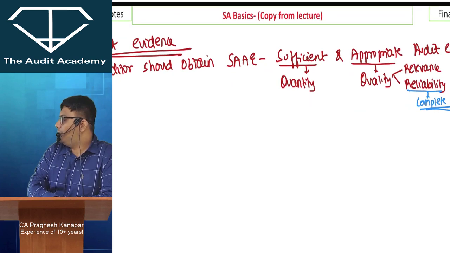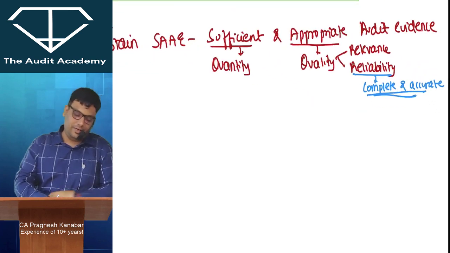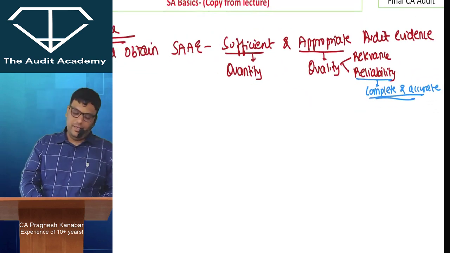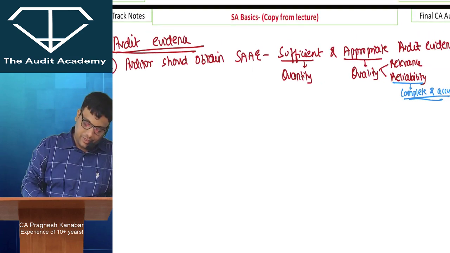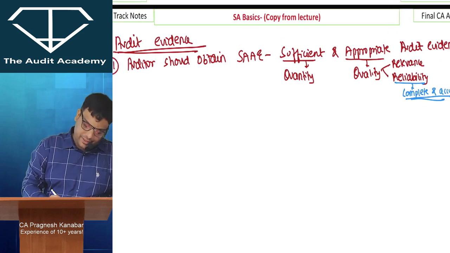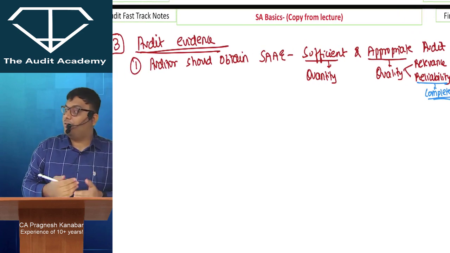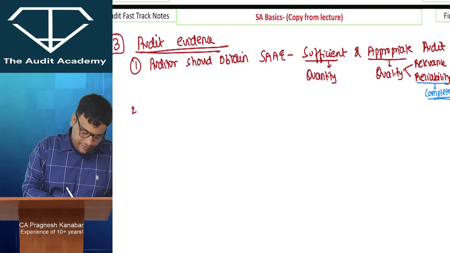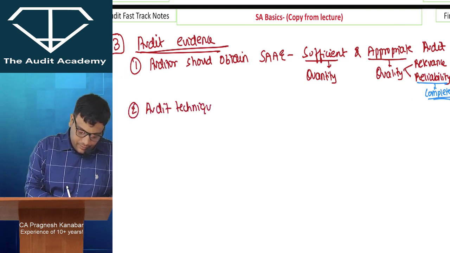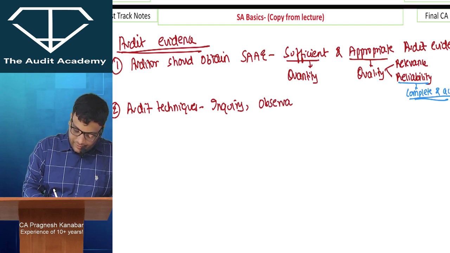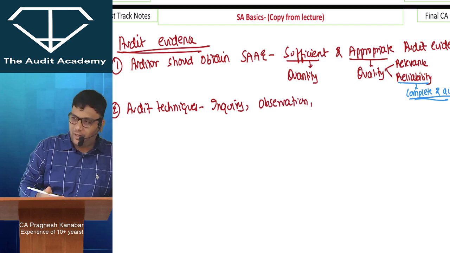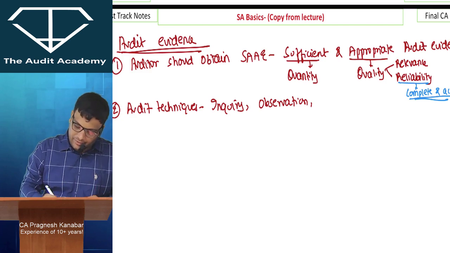So, auditor should obtain sufficient and appropriate audit evidence. Sufficiency means quantity, appropriateness means quality, relevance and reliability, complete and accurate. Now, when auditor is obtaining sufficient and appropriate audit evidence, obviously he has to perform audit procedures. Tell me, what are the audit techniques that auditor uses? We will conduct inquiry, observation, recalculation.